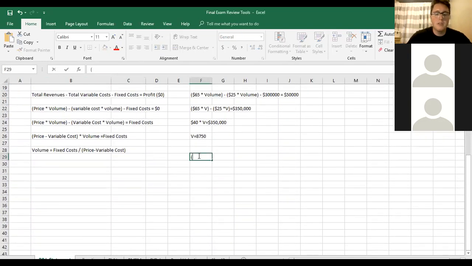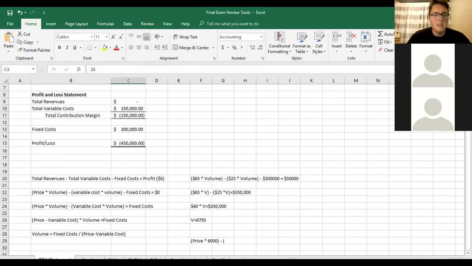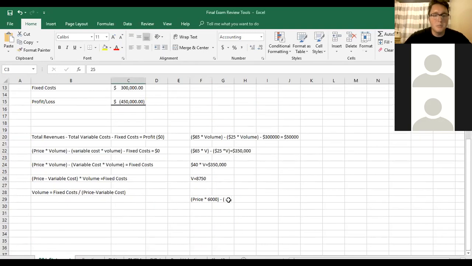So you're going to set it up like this. Price times, and my volume is 6,000, minus, and I know both variables for this. So it's my variable cost times my estimated number of services. So 25 times 6,000 is 150,000. So I can just put that in there directly. 150,000 minus my fixed cost, which is 300,000, equals my profit, which we're going to set at 0.